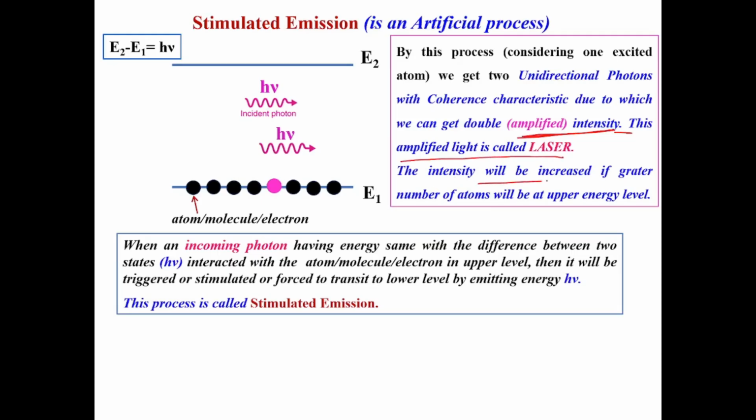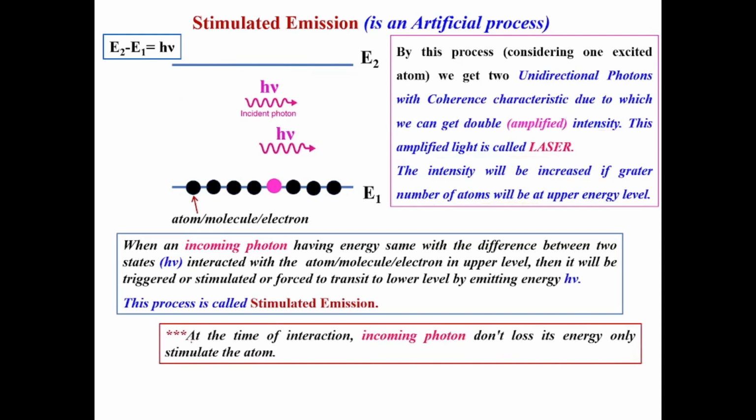The intensity will increase if a greater number of atoms are at the upper energy level. Here we discussed one atom in the upper state, and we got two photons when it de-excited to the ground state upon interaction with the outside photon. But just imagine more than one atom in the excited state, then what is going to happen? I'm going to show you here.